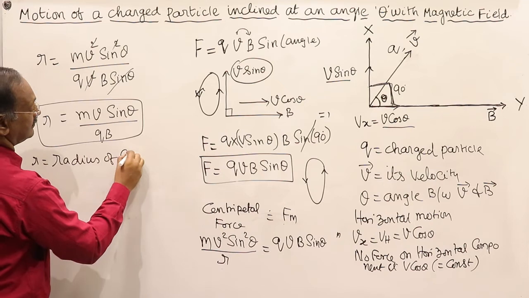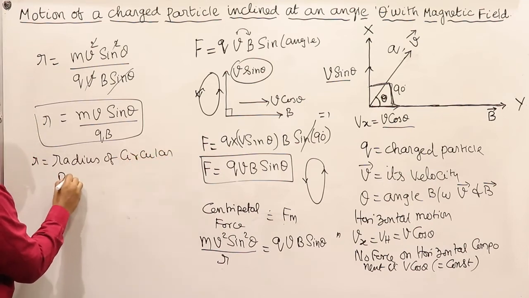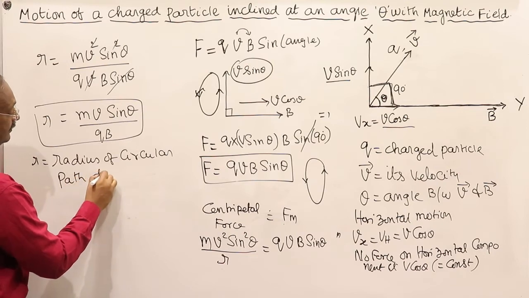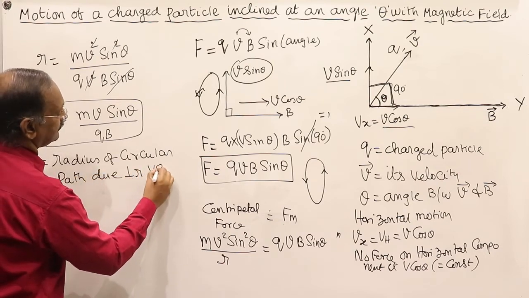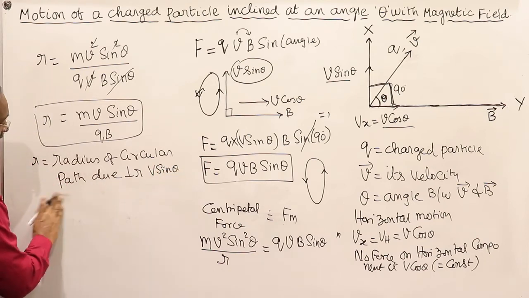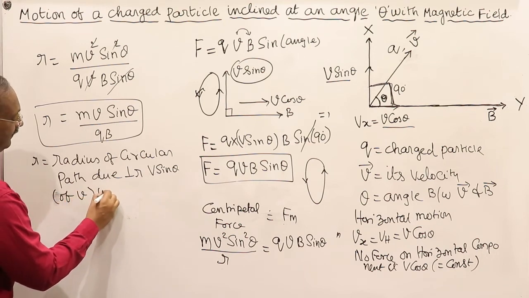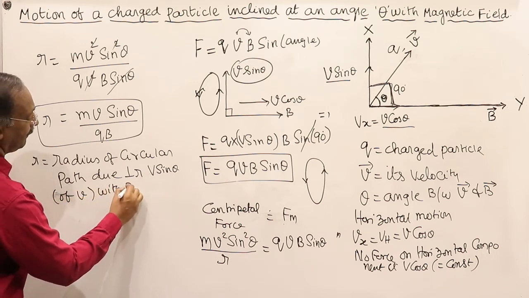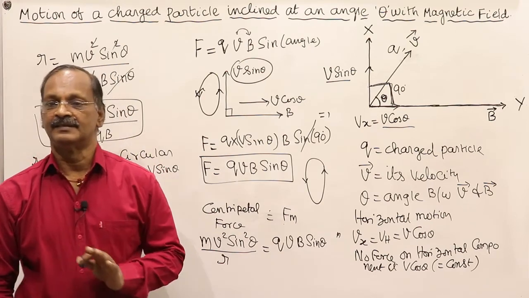of the circular path due to the perpendicular component v sine theta of the velocity with B. Okay, now we have found out the radius of the circular path.